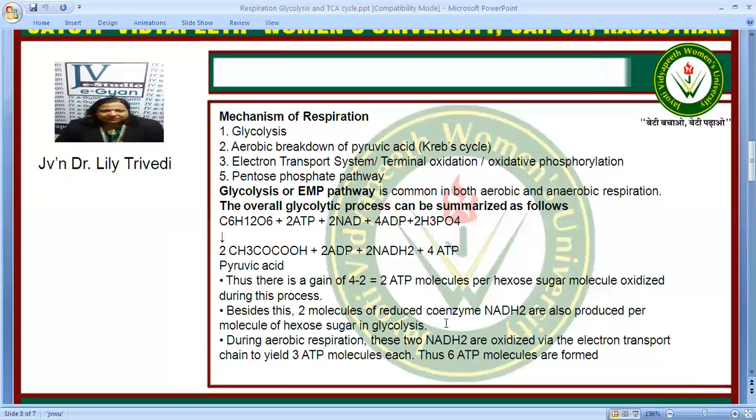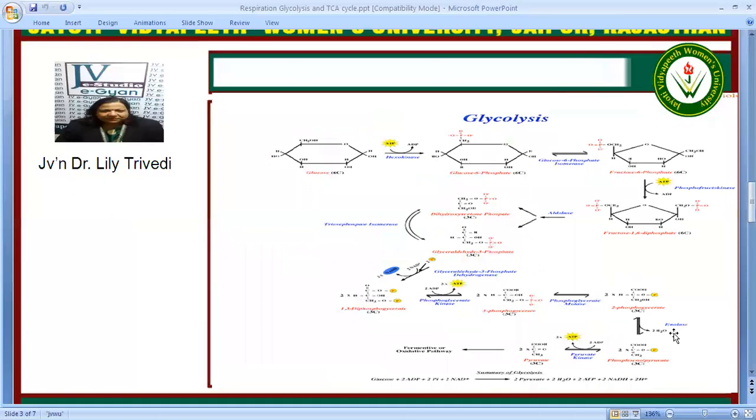Besides these, 2 molecules of reduced coenzyme NADH2 are produced per molecule of hexose sugar in glycolysis. Now during aerobic respiration, these 2 NADH2 are oxidized via the electron transport chain to give 3 ATP molecules each, so 6 ATP molecules are formed. Now this is the process of glycolysis. Let me enlarge it.